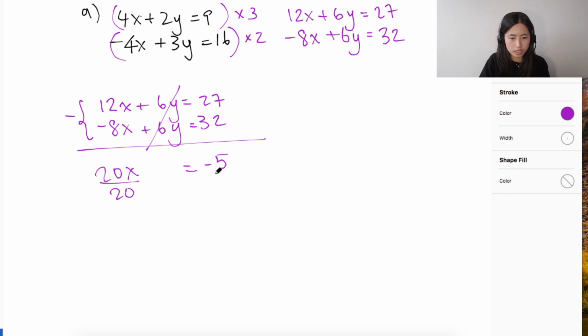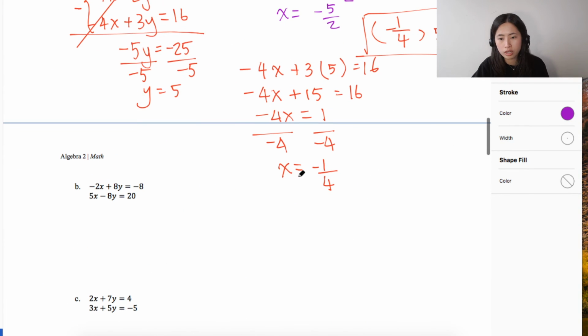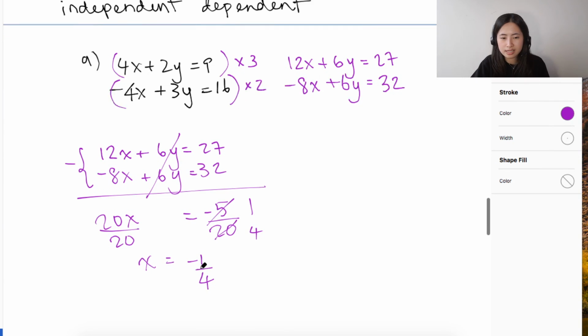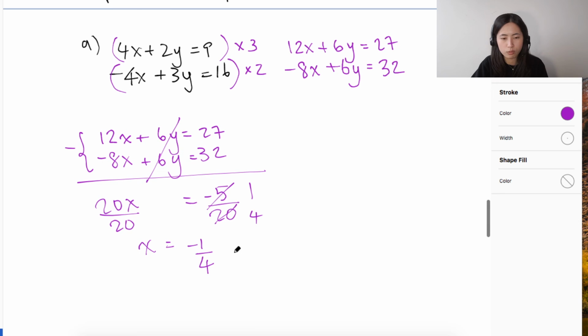Dividing both sides by 20, we see that x is equal to, this is divided by 5, this is 1, this is 4, so negative 1 over 4. And guess what? Based on what we've solved earlier, our x is equal to negative 1 over 4. Can you guys see this? So it has to be the same. Even though there's a different route to get to your answer, that doesn't mean that your x needs to be different. It has to be the exact same thing. So x is equal to negative 1 over 4.